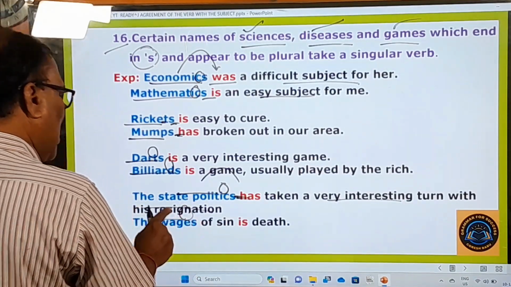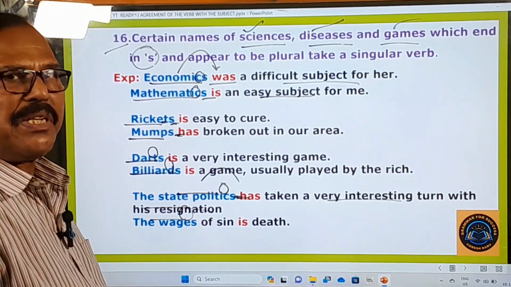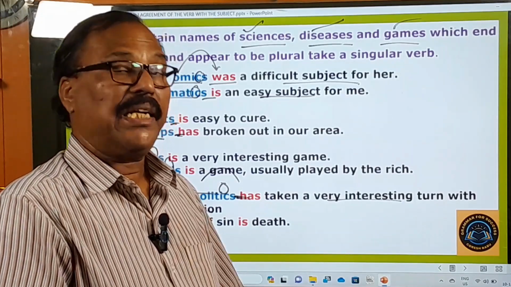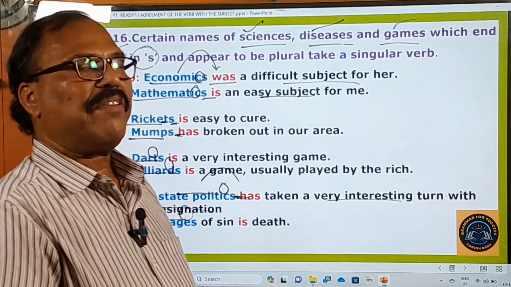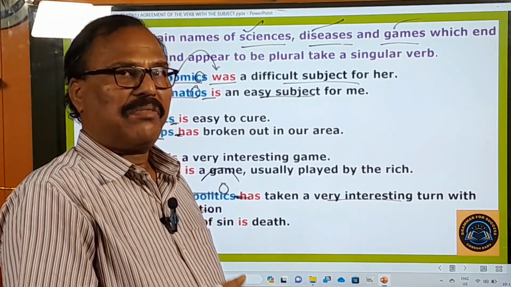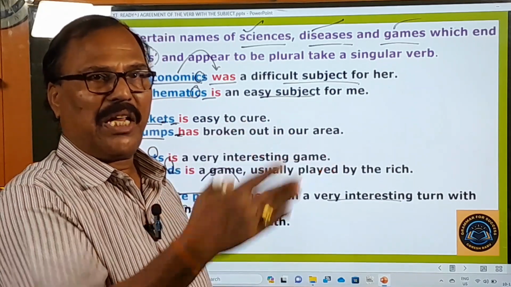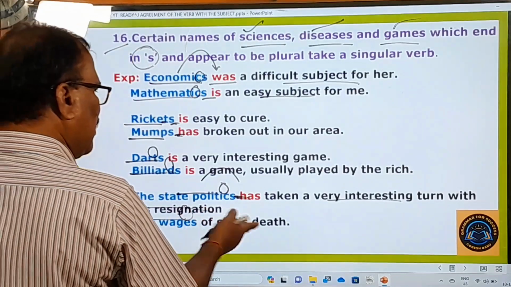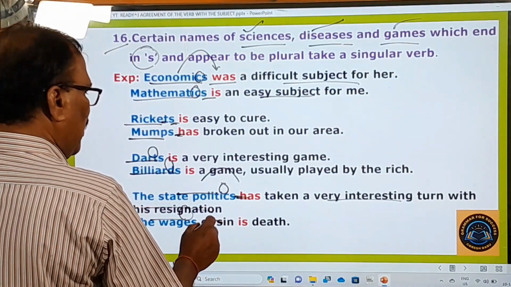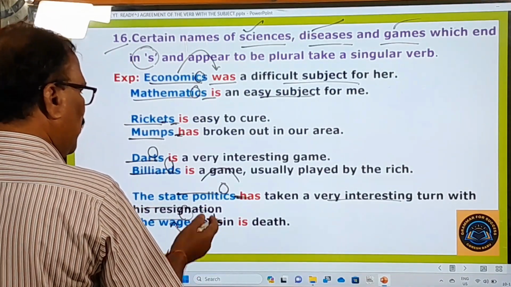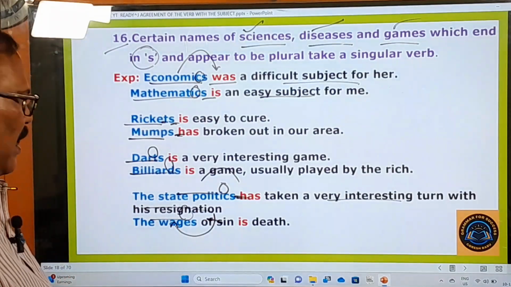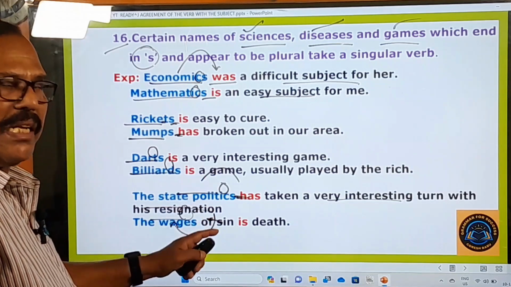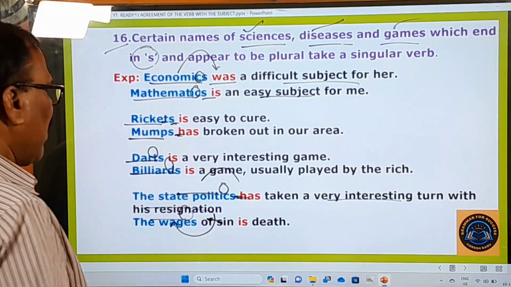Wages. This is also a word ending in "s". Wages means the daily salary. For the laborers, we pay daily money. That is called wages. Don't say wage. Every day 1,000 rupees or 1,500 rupees you pay to the laborer. So that amount is called wages. So the wages of sin is death. The wages means the salary of sin, so that is the biblical quotation. And here the wages of sin means the salary given for sin is only death. That's what he says, of course.